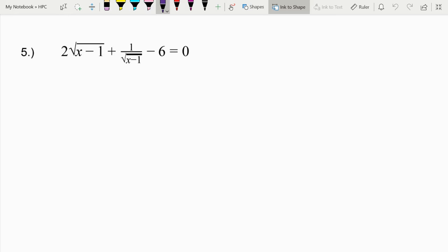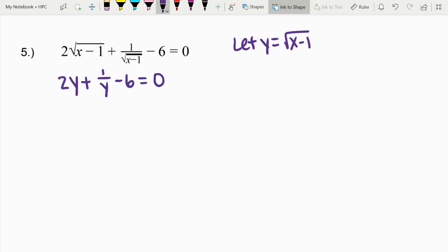Okay, so instead of having the square root of x minus 1, it'll be easier just to let that equal y. So let's say let y equal the square root of x minus 1. So if we rewrite this, I'm going to have 2y plus 1 over y minus 6 equals 0. Okay, the next thing I'm going to do is multiply both sides of this equation by y. I'm going to do that so I can get rid of 1 over y in the middle. So since we are multiplying both sides by a variable, make sure that you check for extraneous at the end.